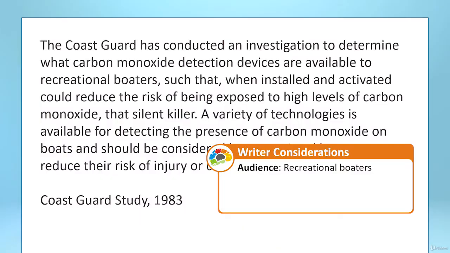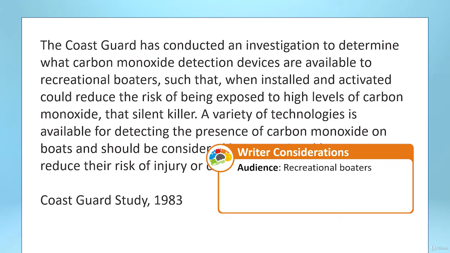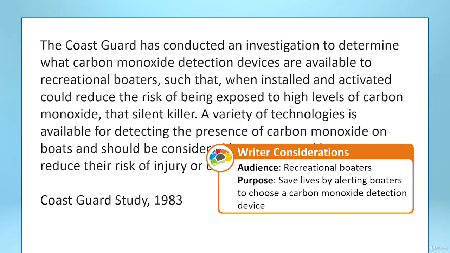Let's see. Is it to explain carbon monoxide to the boaters? That is very close. The Coast Guard wants boaters to understand that they can choose from a variety of devices to detect carbon monoxide on their boats. And carbon monoxide is so dangerous that they want to alert people that they should choose a carbon monoxide detection device. Okay, that makes sense. But it's kind of hidden there. How would we write it so that it's more clear?